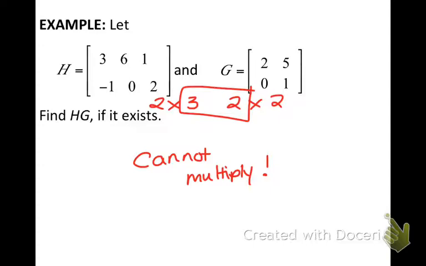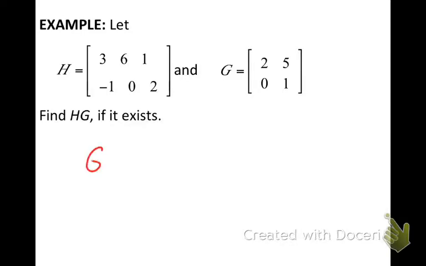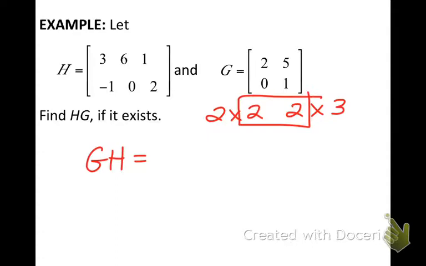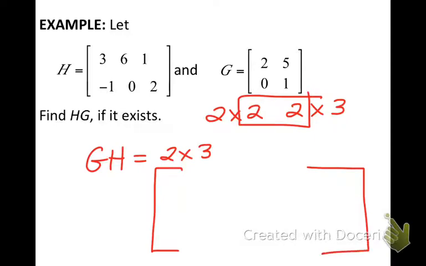Well, then we're going to do the opposite. We're going to see if we can do GH. Would GH exist? So if I do GH instead of HG, that means my G was a 2 by 2 being multiplied by a 2 by 3. Can that be multiplied? Yes. What will be the resulting dimensions? It will result in a 2 by 3. And the reason why I care about that is when I go ahead and make my big matrix here, I know I'm going to have 2 rows, 3 columns. We know that because of the two numbers on the outside.